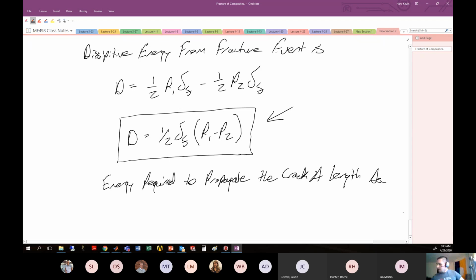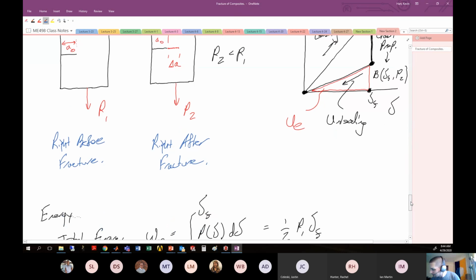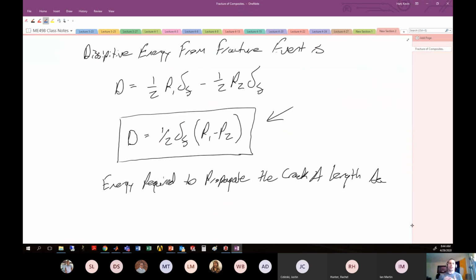So we loaded this guy up. He failed. The crack propagated this distance delta A. And we determined that the energy associated with that particular fracture, because the only place where our work can go is either elasticity or fracture. We figured out what the elastic recovered energy is here. Then the remaining energy, which is this triangle here, is the energy associated with the fracture. And we can understand that mathematically as this particular expression. So that's the energy associated with fracture. The units on this are joules.